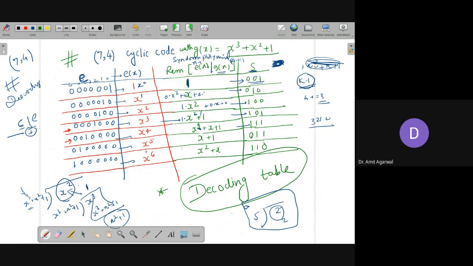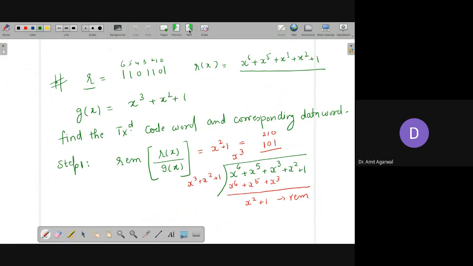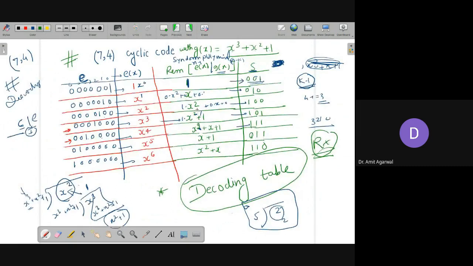So once you have the decoding table at the receiver, now you will see what the received vector is. Let us say that your received vector is this. What you do is make the corresponding received polynomial and divide your R(x) by G(x). And whatever remainder you get, this is your x square plus 1. Just try to map it here.